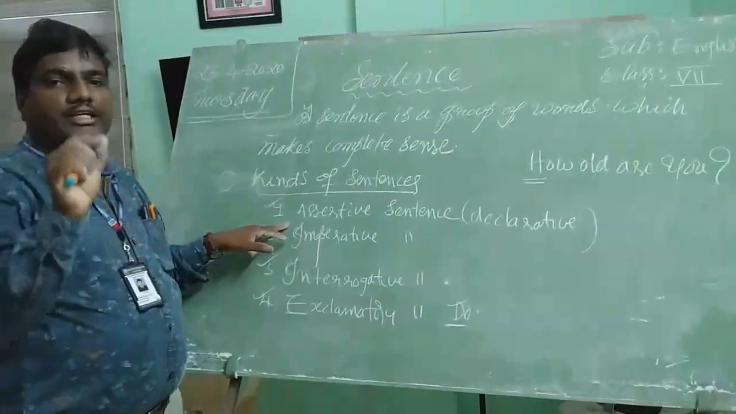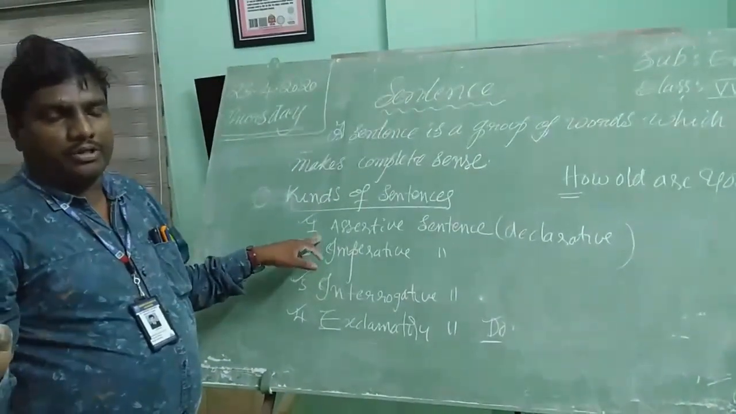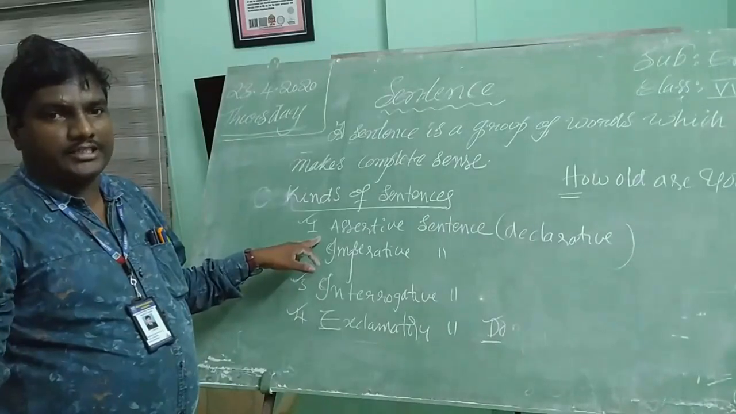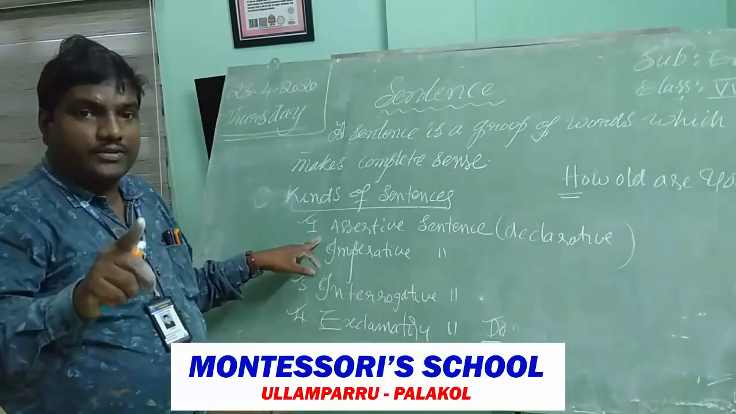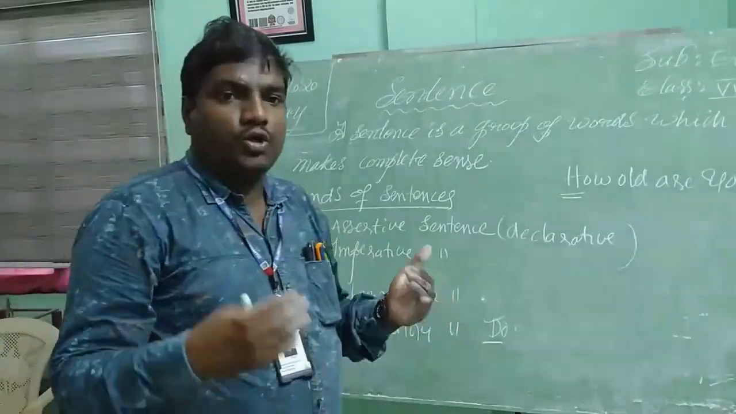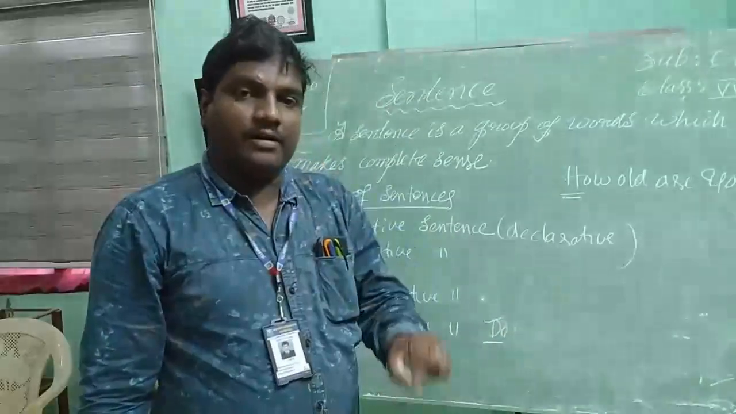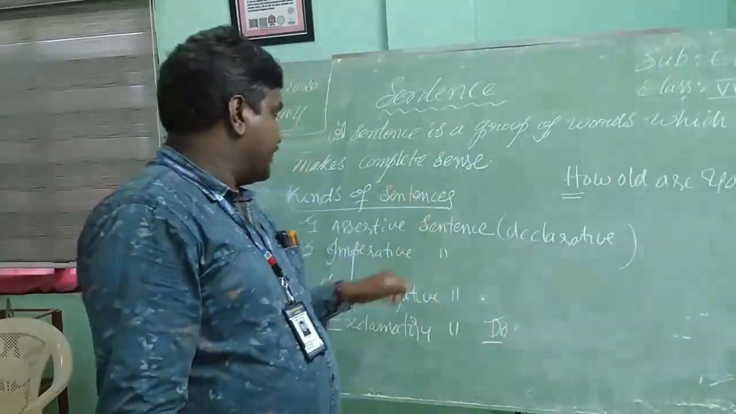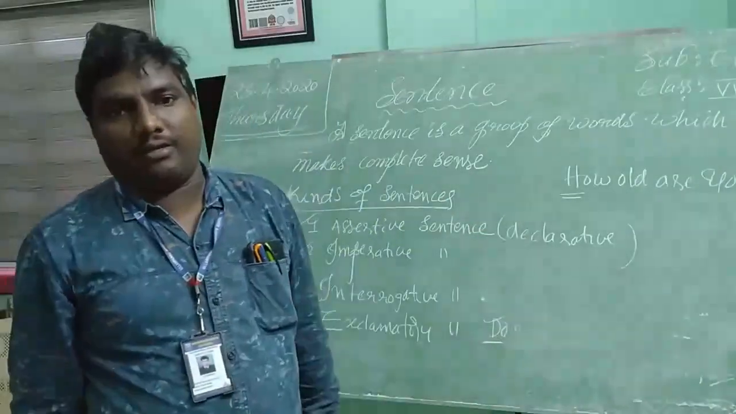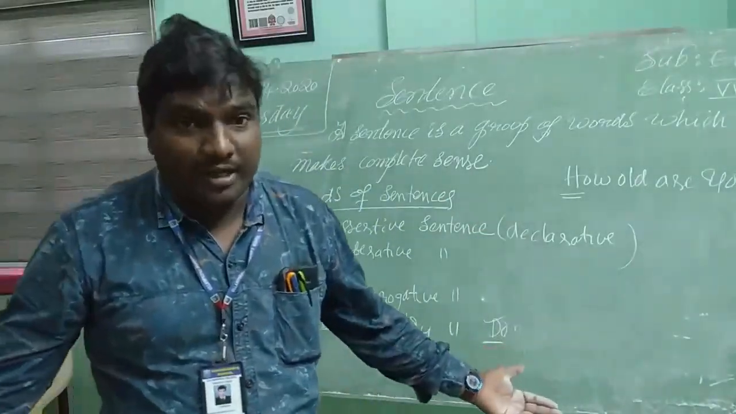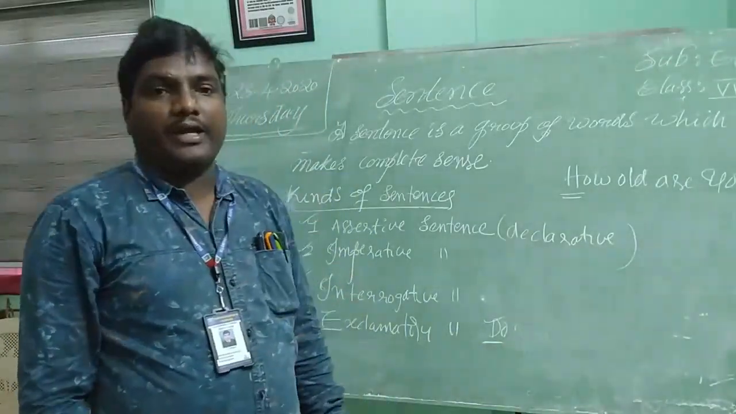An assertive sentence starts with a capital letter and ends with a full stop. Point number two, all assertive sentences are said to be statements. Third point, an assertive sentence can be divided into two types: positive or affirmative, and negative. Positive sentence example: I am going to the library. I am not going to the library, negative sentence. Right?